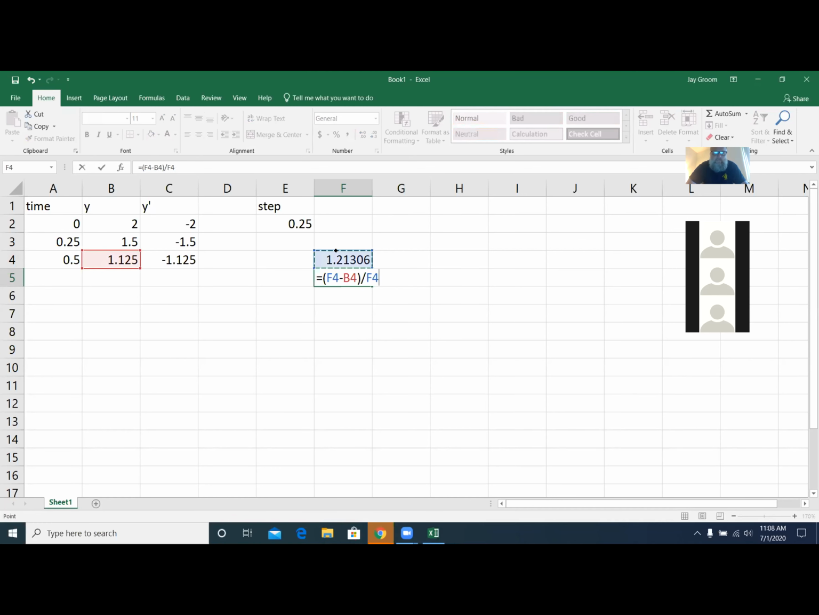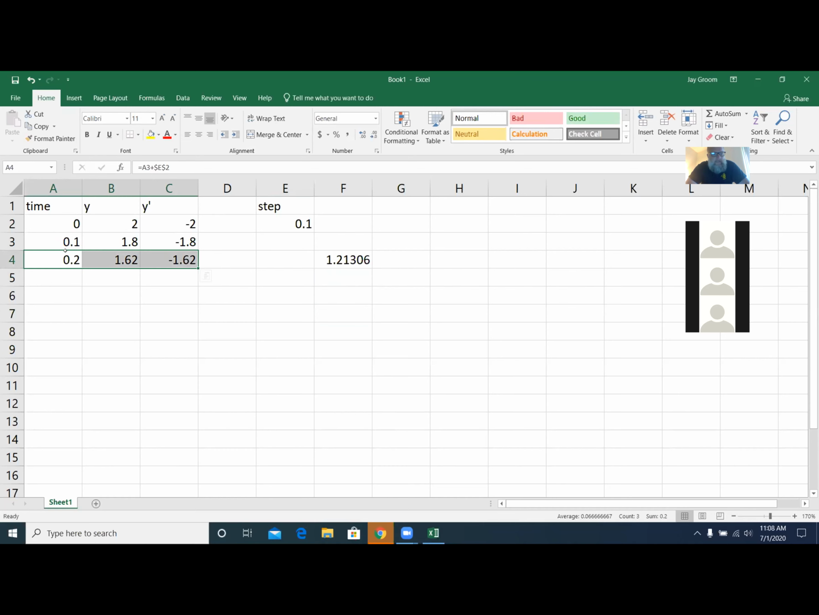I'm off by about 7% from actual. Not terrible. Could do better though. So a better way to do this would be to go 0.1. Okay, I'm gonna get rid of this because it doesn't mean anything anymore. Because right now, look where we're at here.